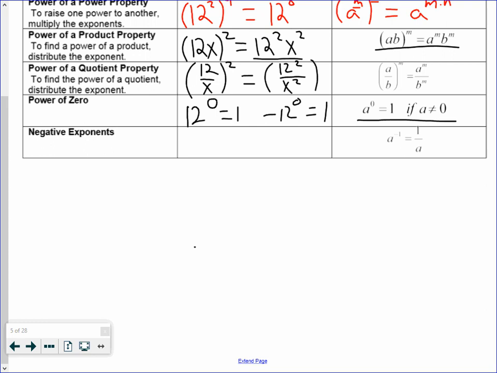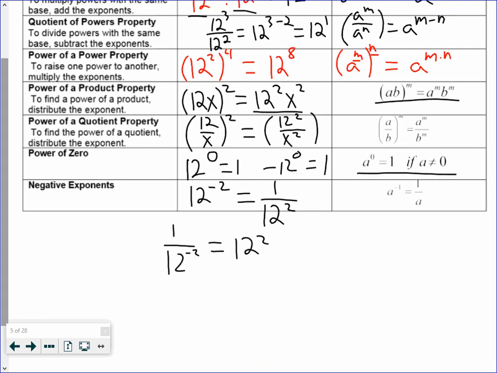And right here on the negative exponents, what this says is that if you ever have a negative exponent, you just flip it to the other side of the fraction to get a positive exponent. So let's say we have 12 to the negative 2. We can rewrite this as 1 over 12 squared. And same thing if we have 1 over 12 to the negative 2, that's going to give us a positive 12 squared. All you do is take the base, move it to the other side of the fraction, and change the exponent from a negative to a positive.